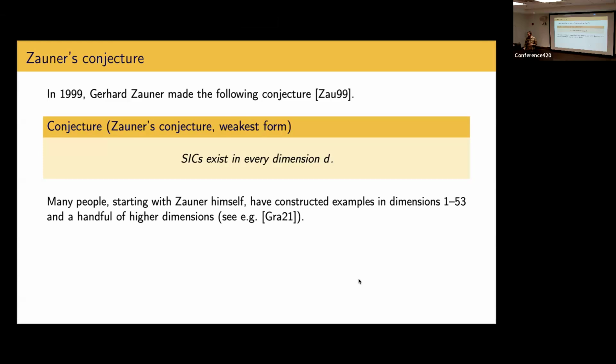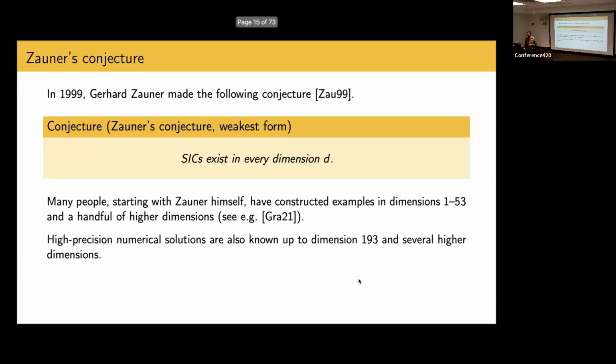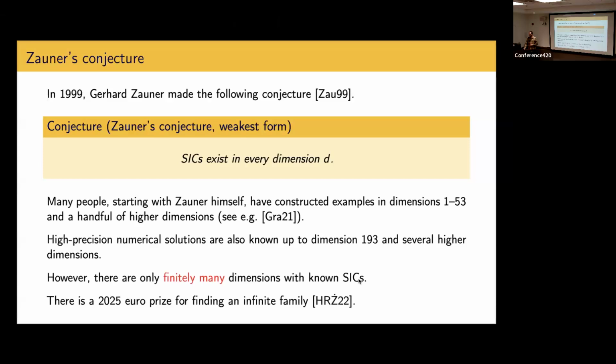So people have constructed exact examples, meaning exact using a computer algebra package, in a lot of small dimensions up to 53. And people have constructed numerical solutions in many more dimensions, all dimensions up to 193, and several higher dimensions as well. However, there are only finitely many dimensions to date where SICs are provably known to exist, even a numerical proof. There's also a 2025 euro prize as of this recording for finding an infinite family.